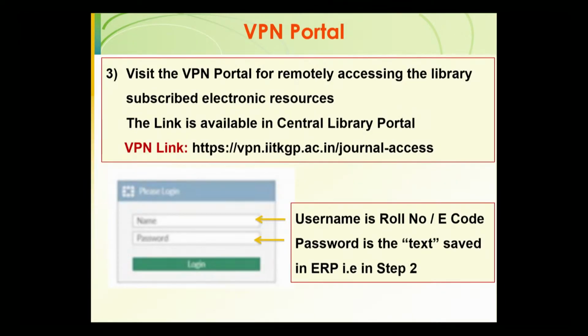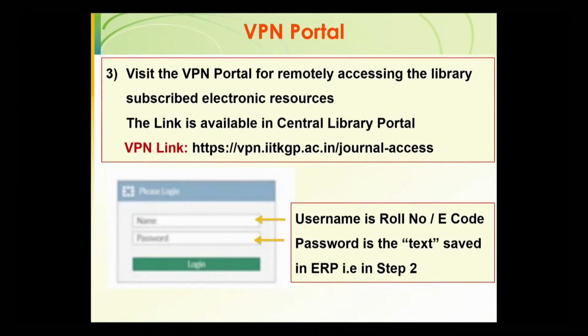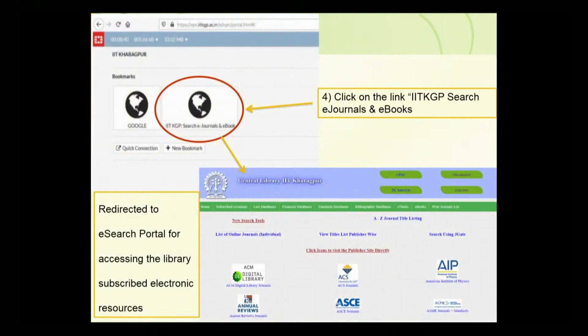Visit the VPN portal for remote access to the library's subscribed electronic resources. The link is available in the Central Library portal, as I told you. The username is your roll number, and the password is the one you have set in the ERP login, and then this is the state. When you give the password and everything, this will display the IIT KGP journal site. When you click that site, you directly reach our library electronic resource site, where you will get the list of resources available in our library. If you need any resource, you select it and then you can use it.